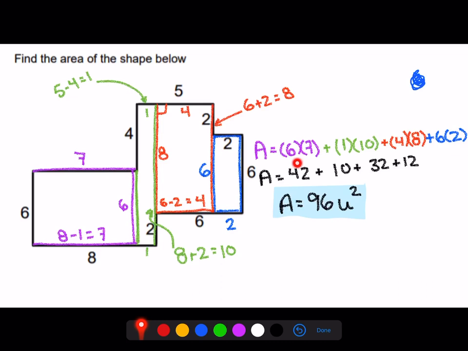Now our area is just combining all of them together. So 42 plus 10 plus 32 plus 12 will give us a final area of 96 units squared.